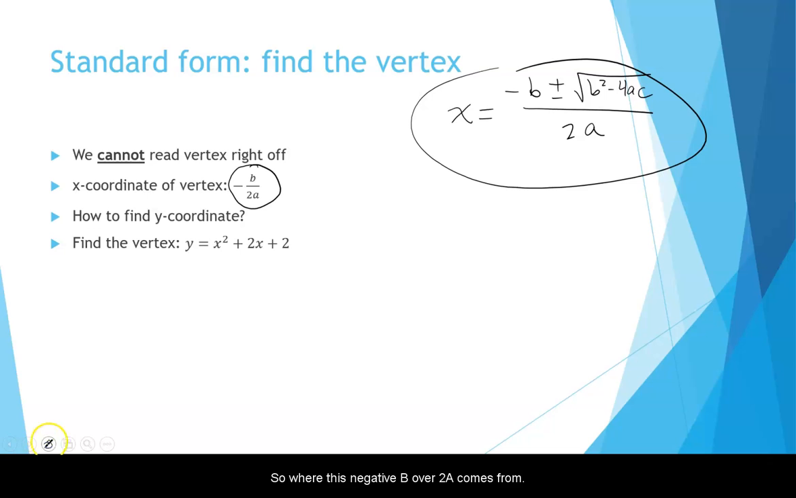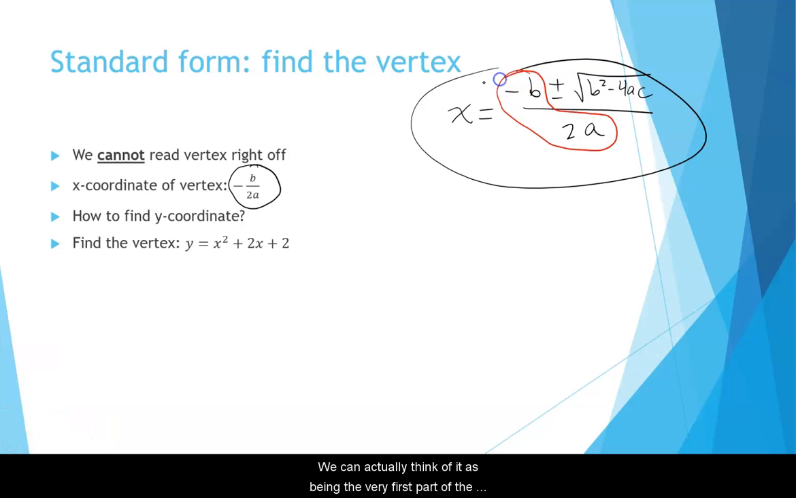So where this negative b over 2a comes from, we can think of it as being the very first part of the quadratic formula. That negative b over 2a is the x-coordinate of your vertex. To find the y-coordinate, you just take whatever that number is and plug it into the equation.